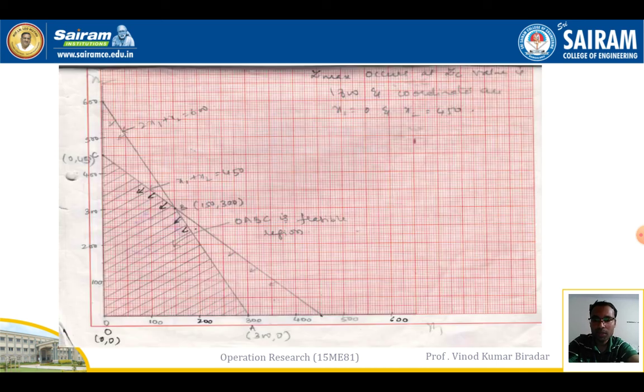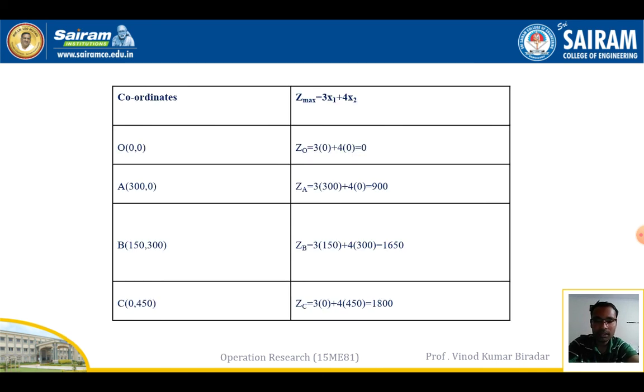Similarly, at point B it is 150 and 300. Substitute these two values in the maximum equation, you will get 1650. Next, point C is 0 comma 450, substitute in the z maximum equation, you will get 1800. For the maximum solution, among these four values, the maximum value is your answer. Okay, now they are asking for the maximum.